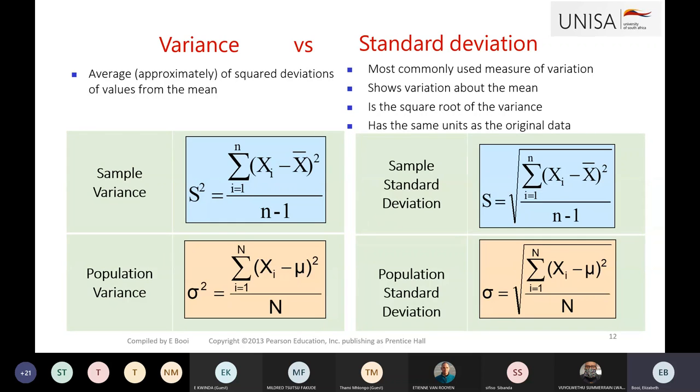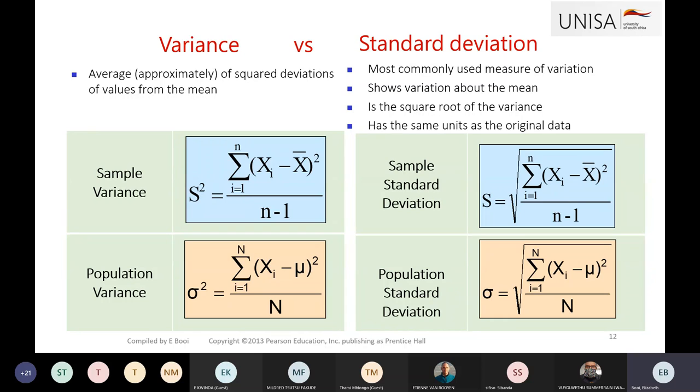It shows you the variation about the mean, and we are able to interpret it because it converts the answers back to the same units as the original values. And we will look at the answers when we calculate this standard deviation. For the population parameter, the population standard deviation is the square root of your population variance, and we use sigma, a symbol that represents the parameter for the population.